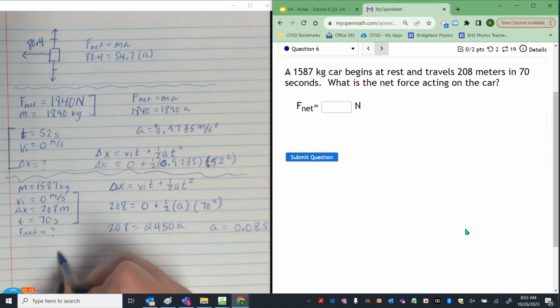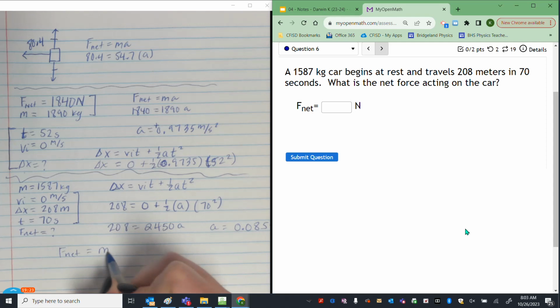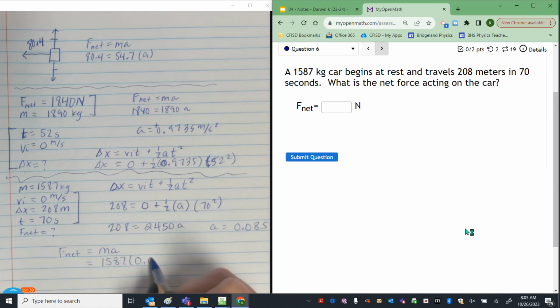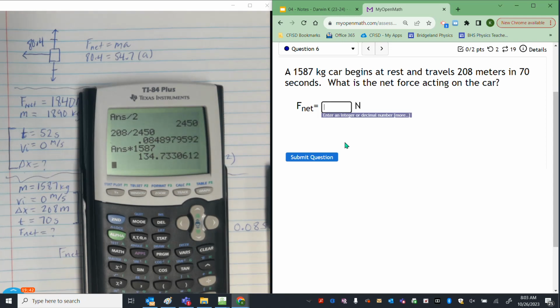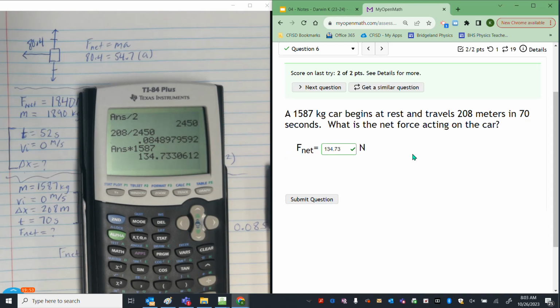Okay, now I can use that to find net force because I know the mass, and I know F net equals ma. So it's equal to the mass, 1587, times that number I just got, 0.085. That'll give me my net force. So I'm going to take my answer and multiply it by my mass, 1587, and I'm going to get a net force of 134.6 36.73. And guys, don't round until the end. You'll notice I use the exact answer from the calculator. If you round at this step, it may give you rounding error, and then it's going to count it wrong.